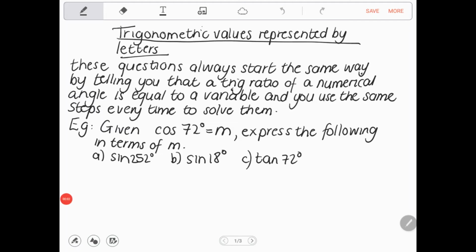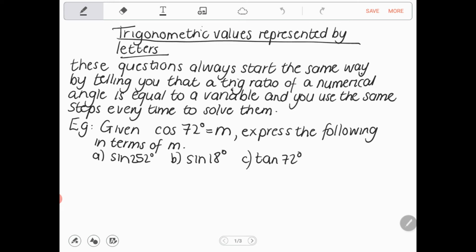So, trigonometric values represented by letters. These questions pop up in most exam papers and most tests, and they always start with the same thing. They start by saying that a trig ratio of a numerical angle is equal to a variable, and then they ask you to express things in terms of that variable. So here's our first example.